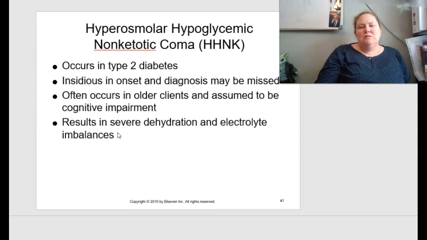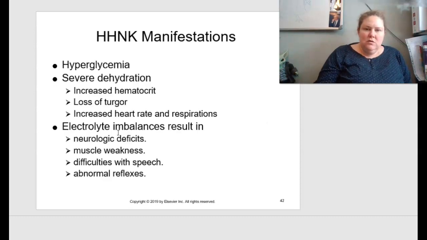What about hyperosmolar, hyperglycemic, nonketotic coma? Whew, that was a mouthful, okay? So HHNK. This can occur in type 2 diabetes, and this is insidious in onset, and the diagnosis can be missed. So this often can occur in older clients, and it's assumed to be part of cognitive impairment, okay? And so this can result in severe dehydration and electrolyte imbalance, right? So this is talked about on page 409. There's like a little summary about it, so you can go and read about that too.